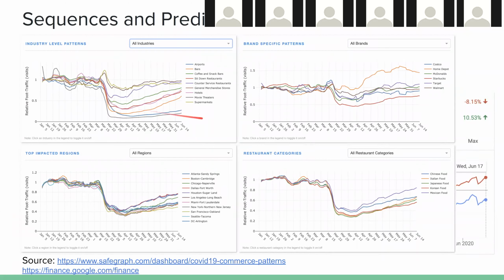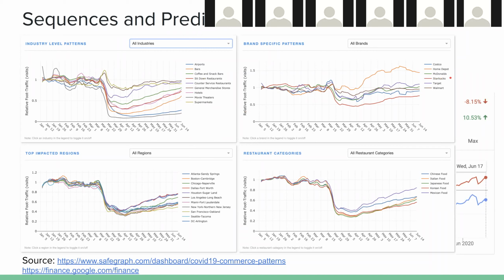Yeah, then this is looking at different industries. This is looking at airports, bars, coffee places, sit-down restaurants was one of them that we looked at. General merchandise, hotels, movie theaters, supermarkets. And you can see that many of them are actually coming back but there are some other ones, for example, like airports in blue or movie theaters that still, I would say they're close to 0, right? I mean, at least where I live.